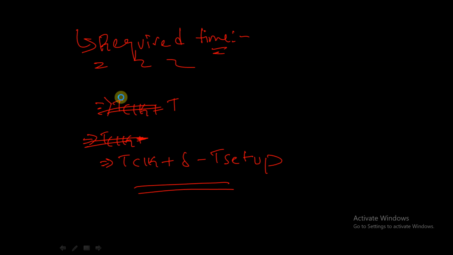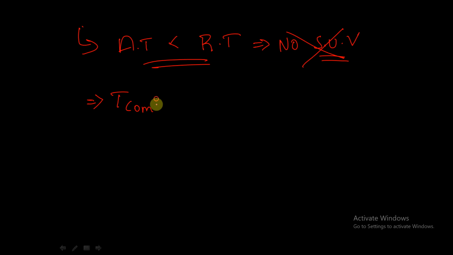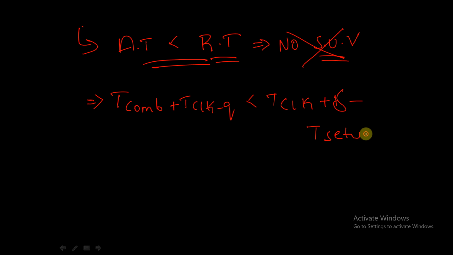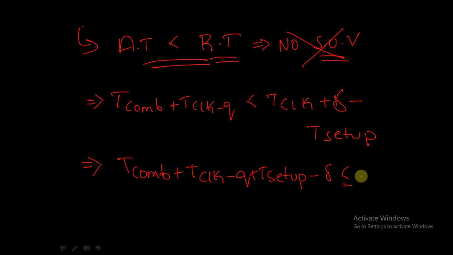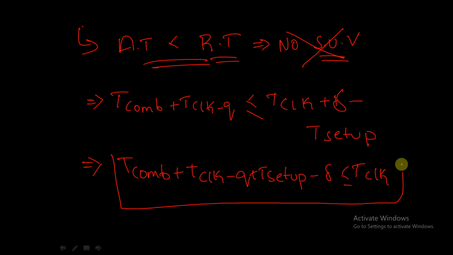So what is the arrival time we are getting when we are getting the data? We are getting it at t combinational plus t clock to q, which is less than the required time, T clock plus delta minus t setup. Okay, so we will bring this to the left side: t combinational plus t clock to q plus t setup minus delta, which is less than or may also be equal to t clock. Okay, so this is the requirement.